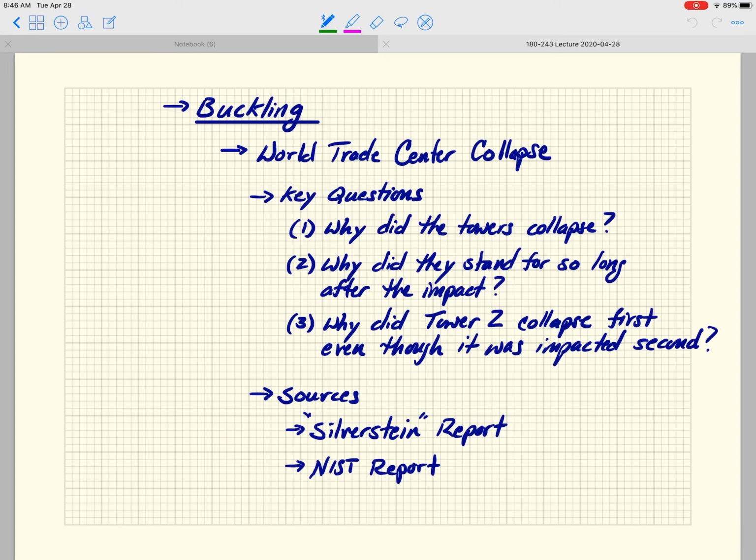And the reason Tower 2 collapsed first, even though it was hit second, was because it was hit in an area that inherently compromised its stability, right? And it was also hit lower, and so there was a lot more weight, a lot more potential energy, if you will, above where the damage was, and so it was much harder for that tower. I should say that the tower lost equilibrium and became unstable much quicker than Tower 1 did.